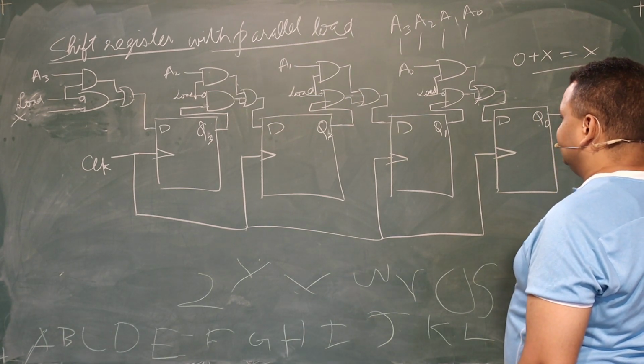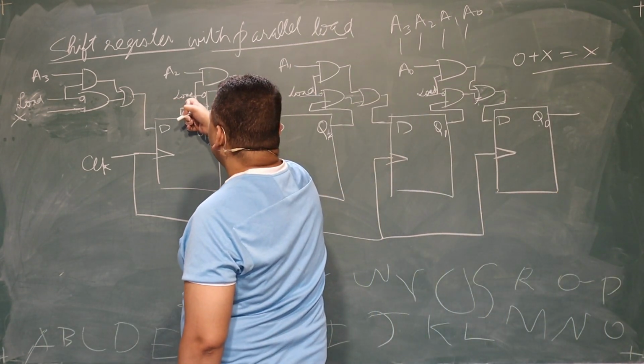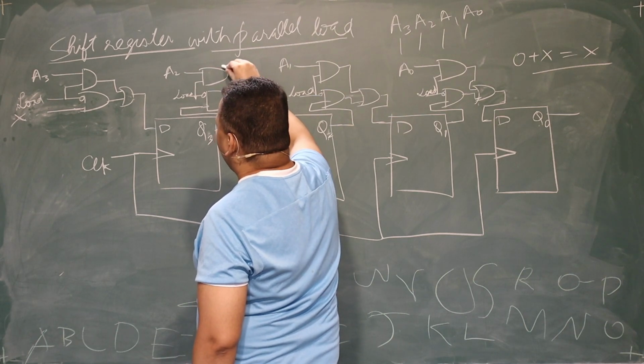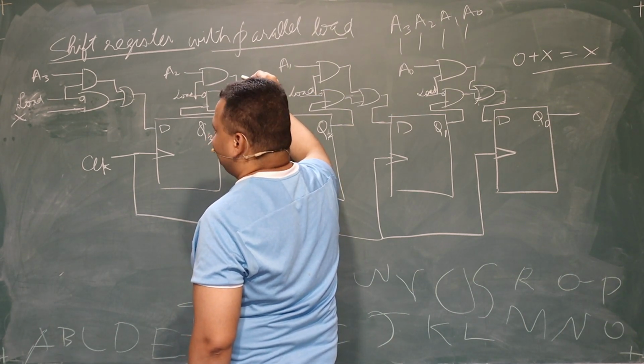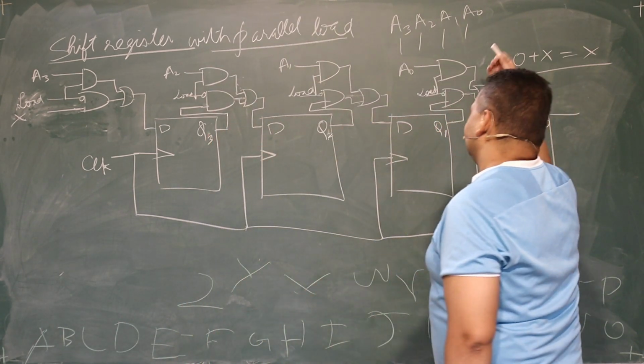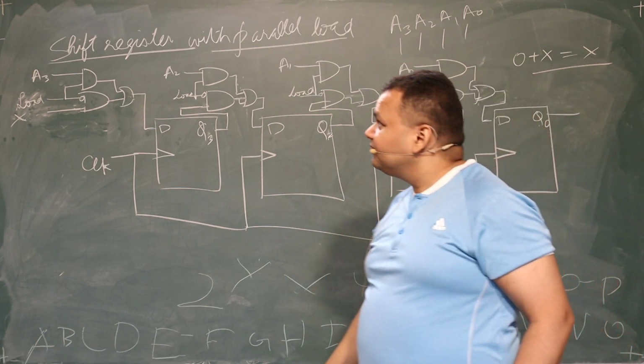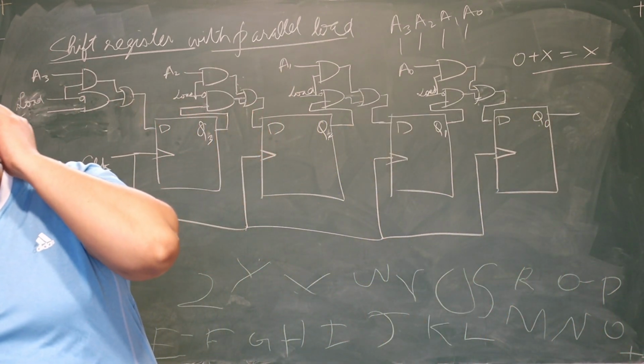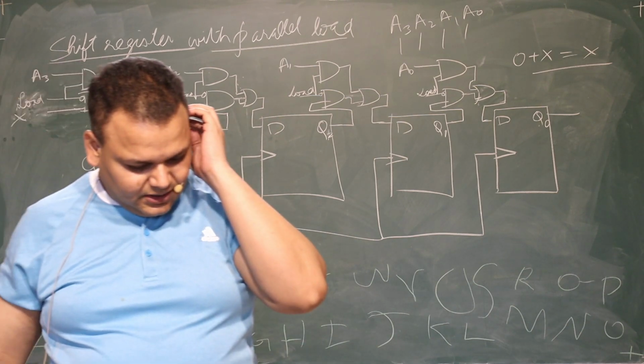And when load becomes 0, then the top AND gate becomes 0. The output of that becomes 0 identically for all. So that is how it is going to work. If anybody has a question, I'll answer that. Otherwise, we are done for the day, and we'll continue tomorrow.